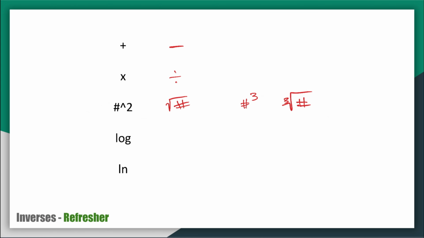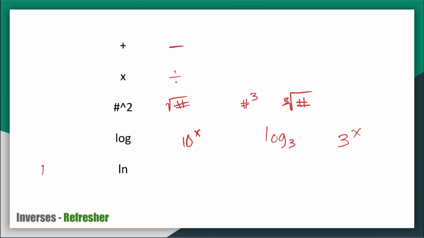And log has that same kind of relationship. If we have a log of a number, which would be base 10, that'd be the common log, then if we take 10 to the power of that, we have the inverse, okay? And that would be true if I had log base 3. The inverse would be 3 to the power of x. So ln, the natural log, which we've introduced in 7.3, is really just another log.